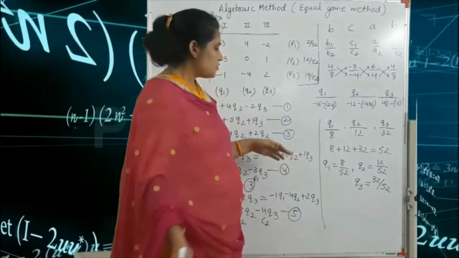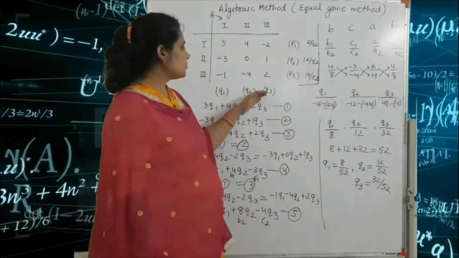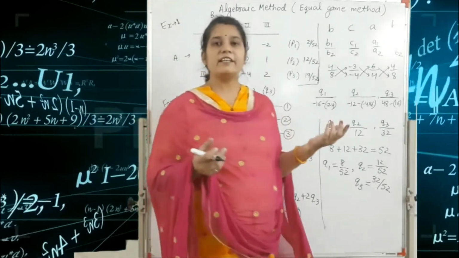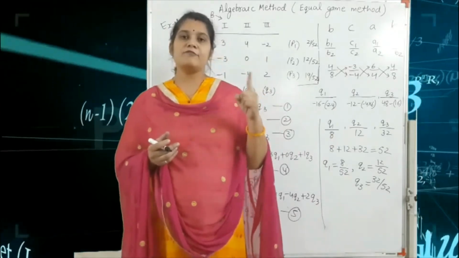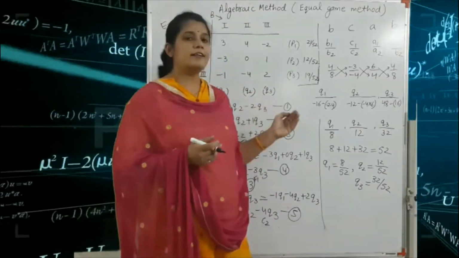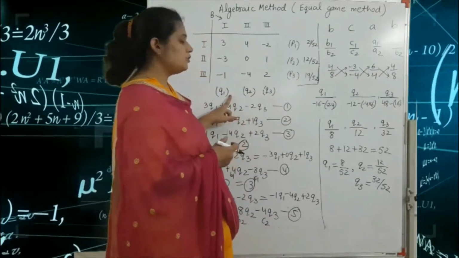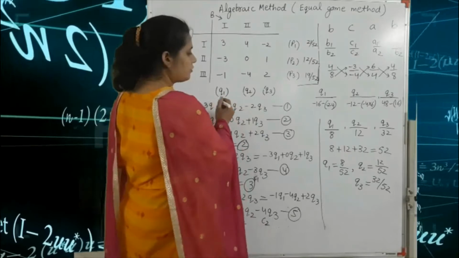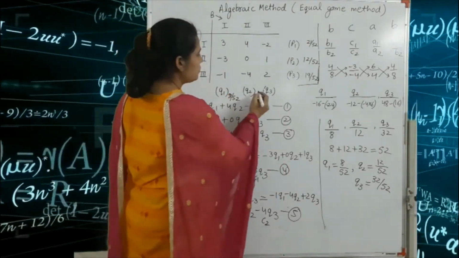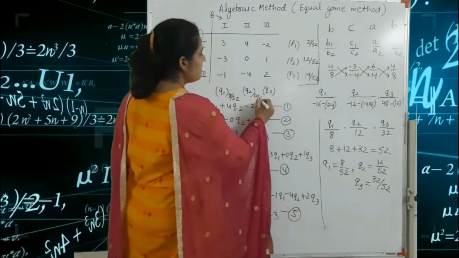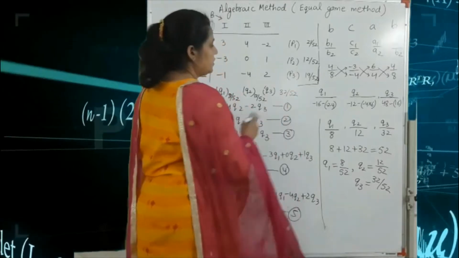So we get the values of P1, P2, P3 and the values of Q1, Q2, Q3. For finding the value of gain, there is only one formula, and we get our final answer. Here we write the values of Q1, Q2 and Q3. The value of Q1 is 8 by 52, the value of Q2 is 12 by 52 and the value of Q3 is 32 by 52.